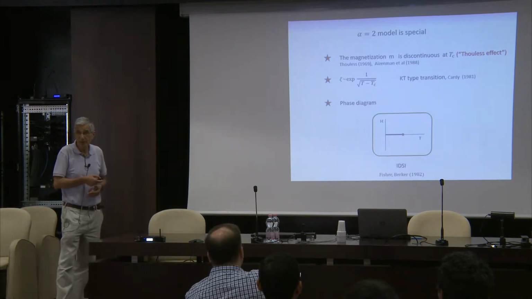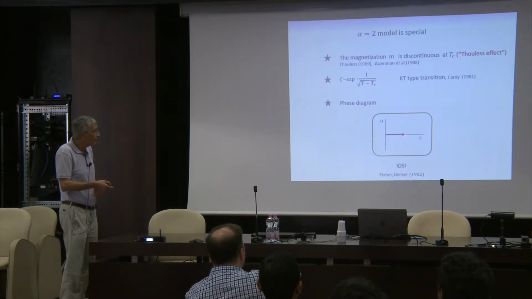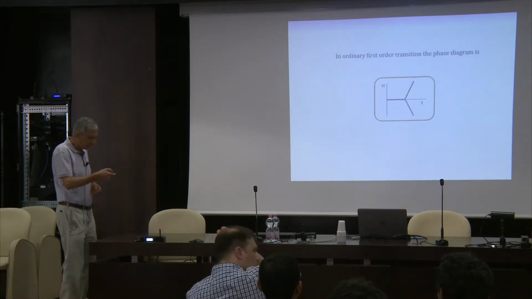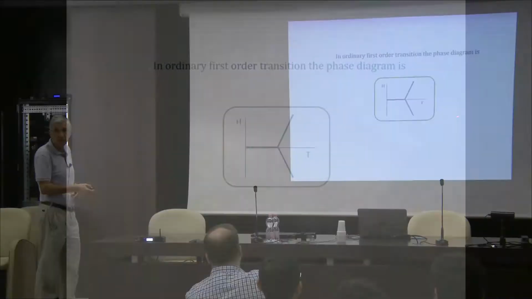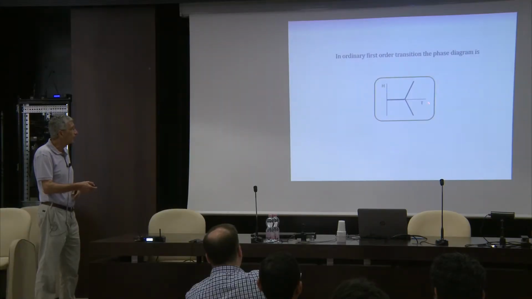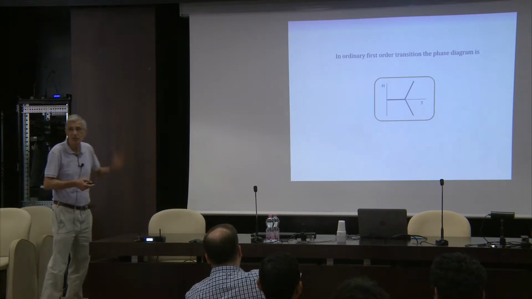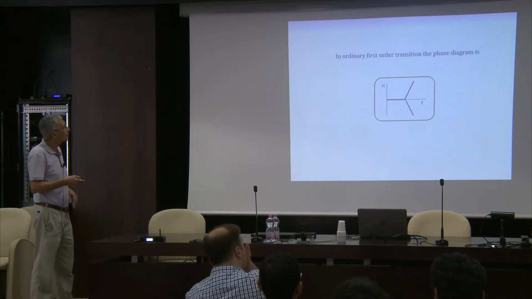Okay? So there is a jump in magnetization here. This is unlike the usual first order phase transition. In a first order phase transition, you expect a phase diagram where, since it's a first order point, there is a first order line coming up here, so the transition from here to there is through some discontinuity. Okay, that's okay.